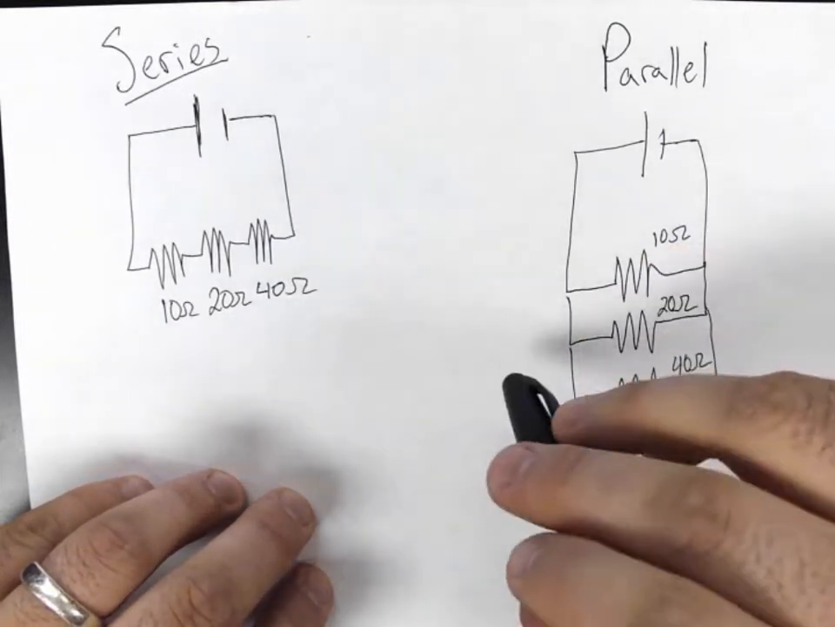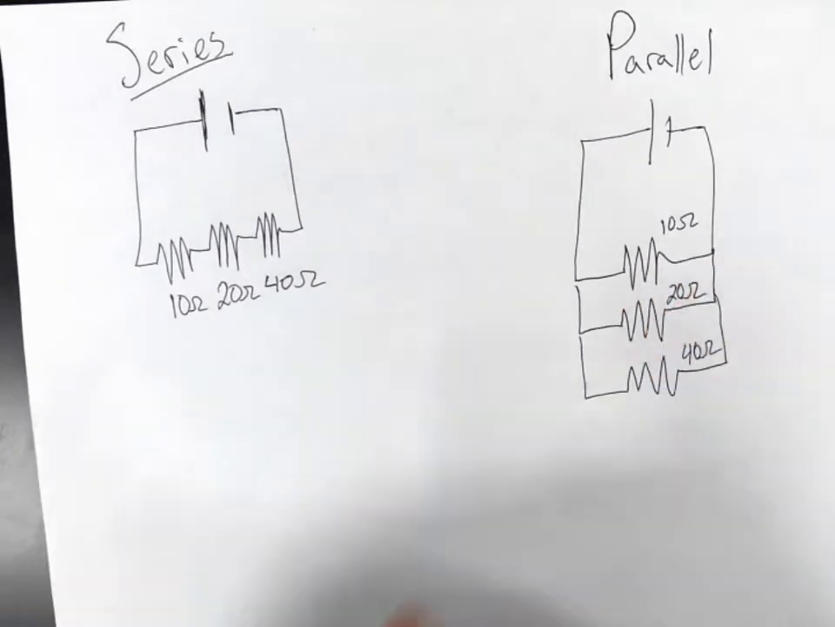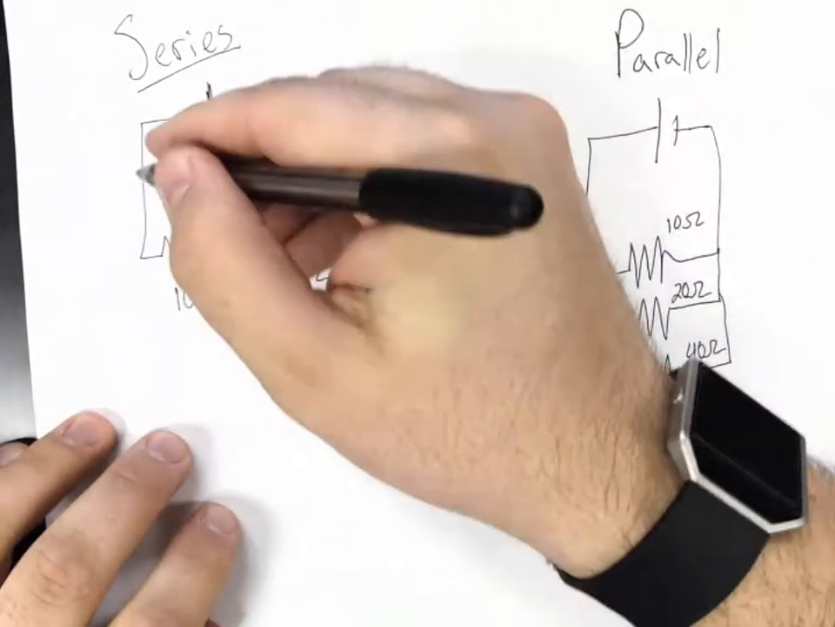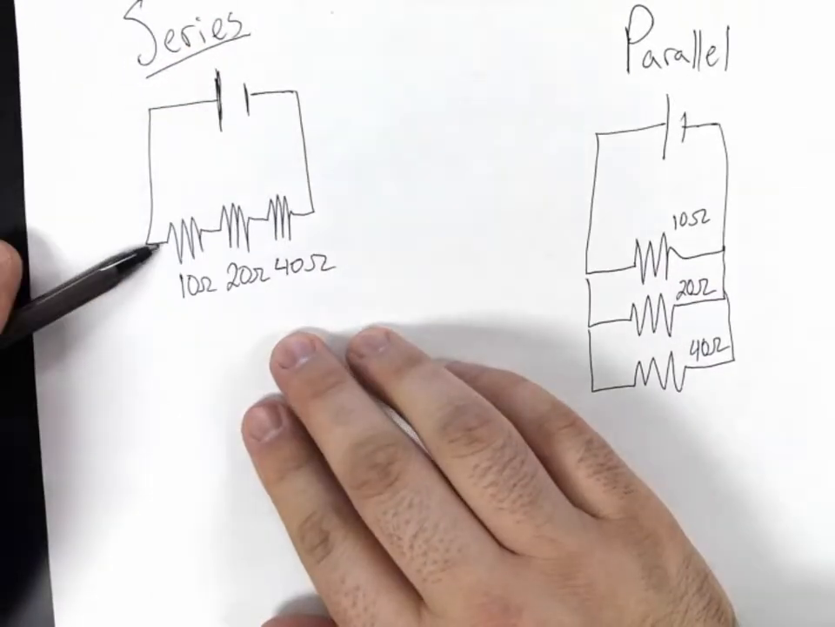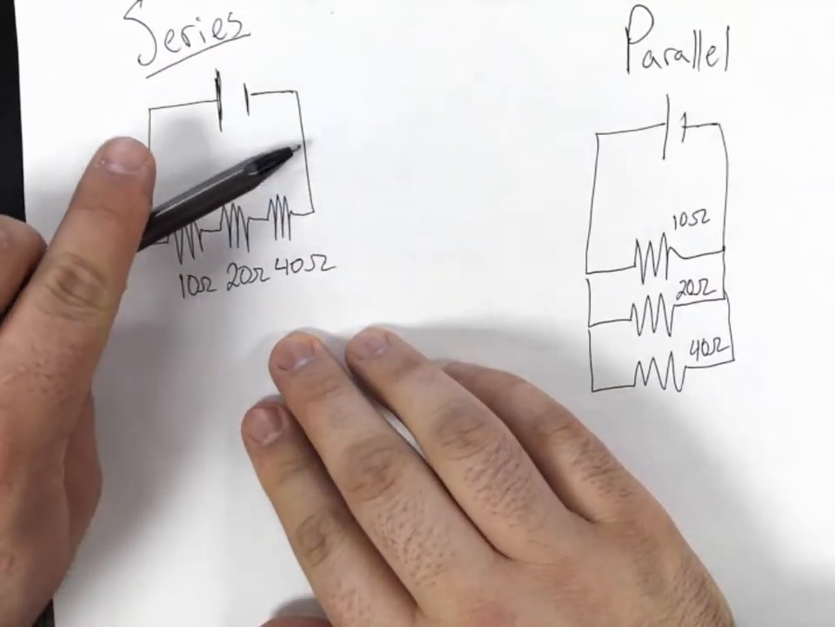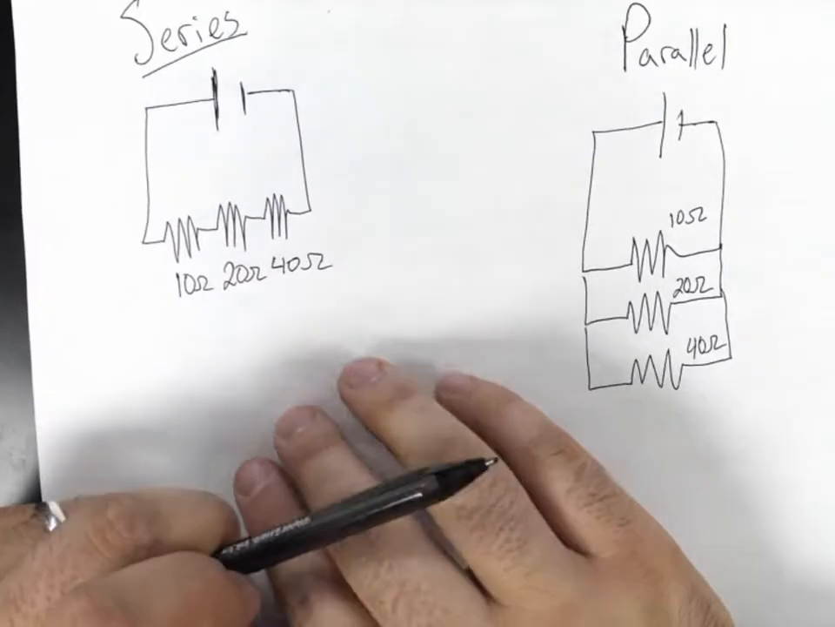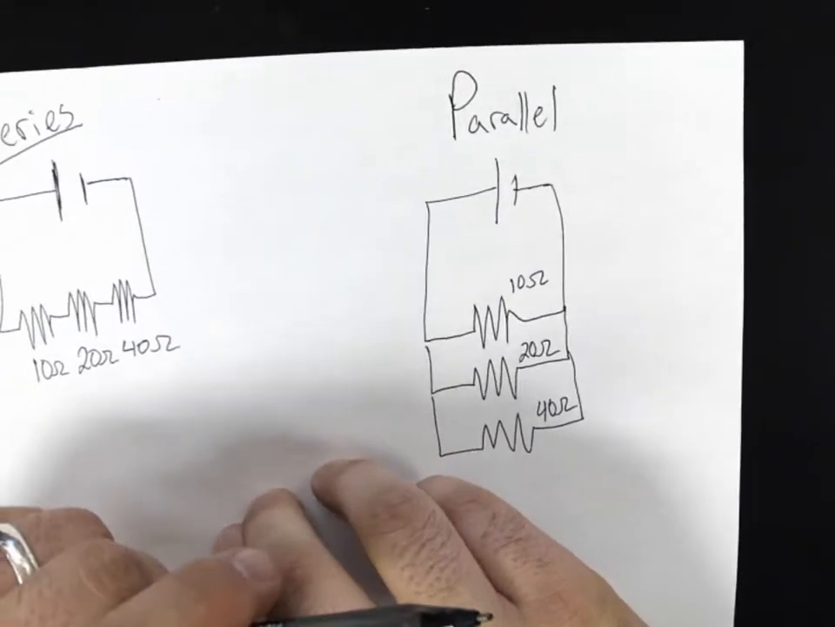The easiest way to tell the difference is by looking at them, but the other easy way to remember is that in series, the current comes out of the battery, comes down, and follows a straight line through each of the resistors, and then makes its way back to the battery. Parallel is significantly different.